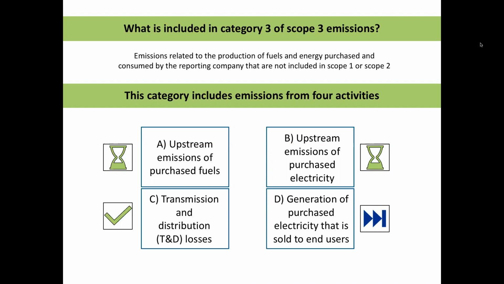The third category is the transmission and distribution losses, which is the generation of electricity, steam, heating, and cooling that is lost in a T&D system. These emissions, scope 3, category 3 emissions, are currently included in SIMAP. And the fourth category is the generation of purchased electricity that is sold to end users, which is the generation of electricity, steam, heat, and cooling that is purchased by the reporting company and sold to end users. While this activity is particularly relevant for utility companies, some higher ed institutions, including UNH, generate their own energy and sell it to other institutions.